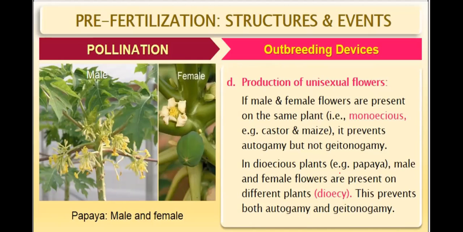Dioecious plants like papaya have male and female flowers on different plants. This is called dioecious. Sometimes the question is, what do you mean by dioecious? You have to remember these important terms. Dioecious means male and female flowers are present on different plants. This prevents both autogamy as well as geitonogamy. So this is the papaya male plant, this is the papaya female plant.